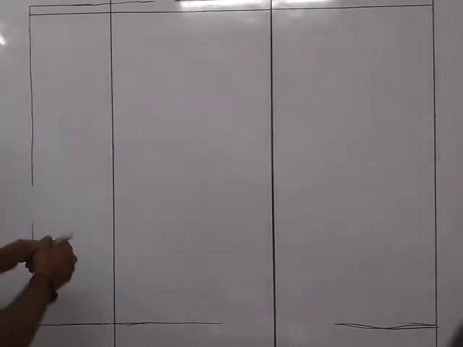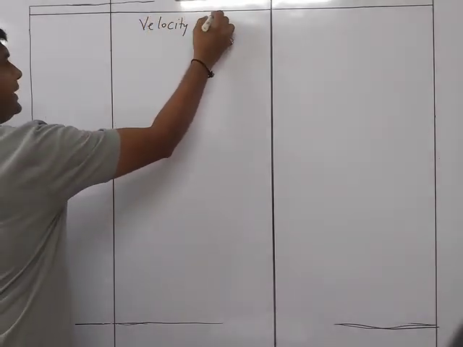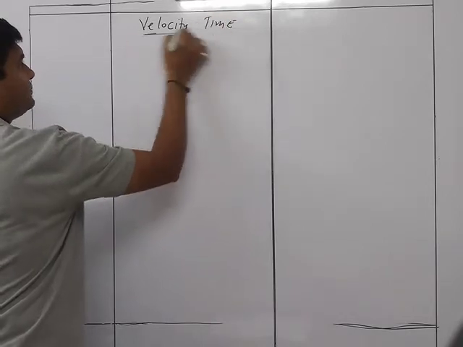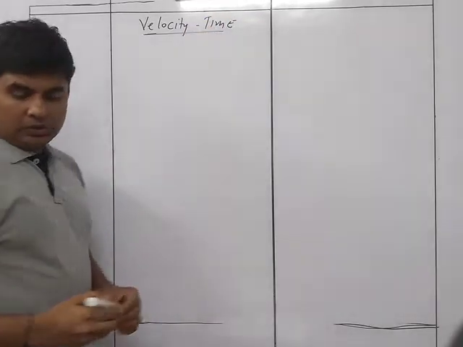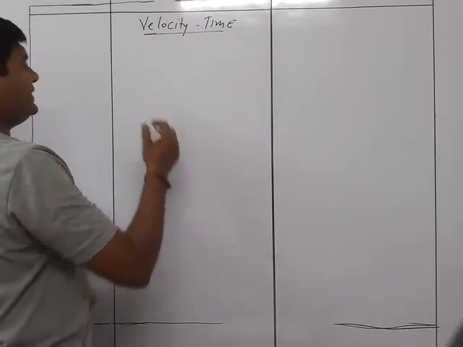Okay, the next thing we see is the velocity time graph. So next is the velocity time graph. Right, perfect. Now, again the same thing.